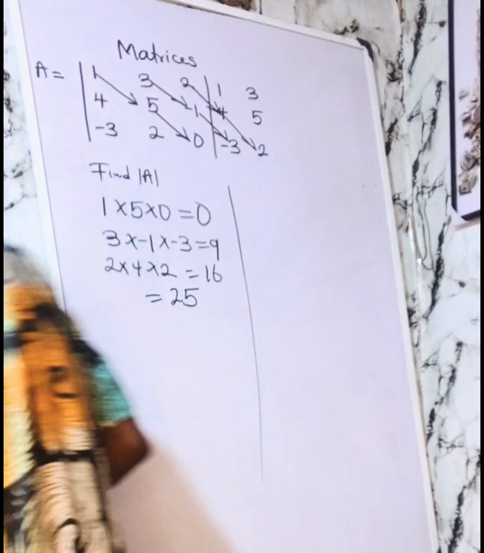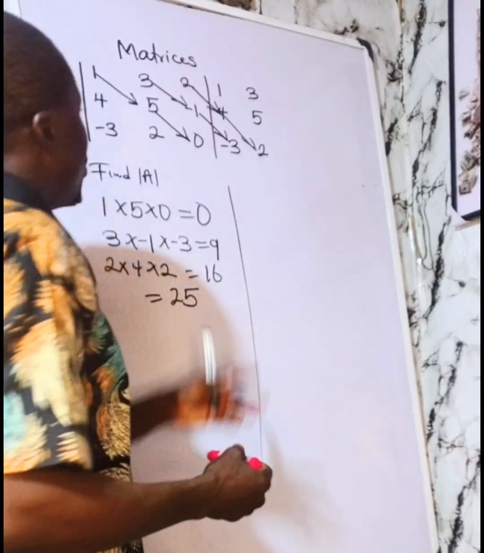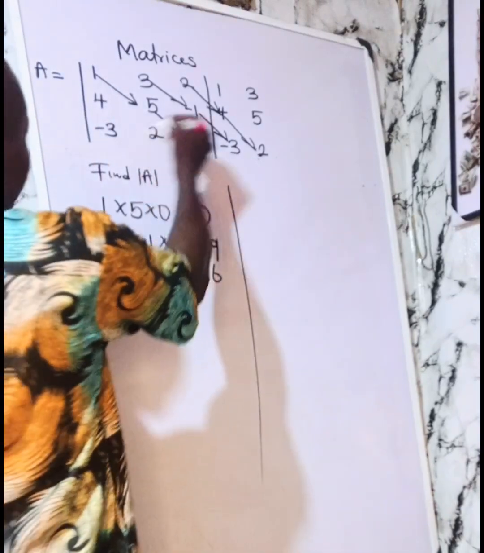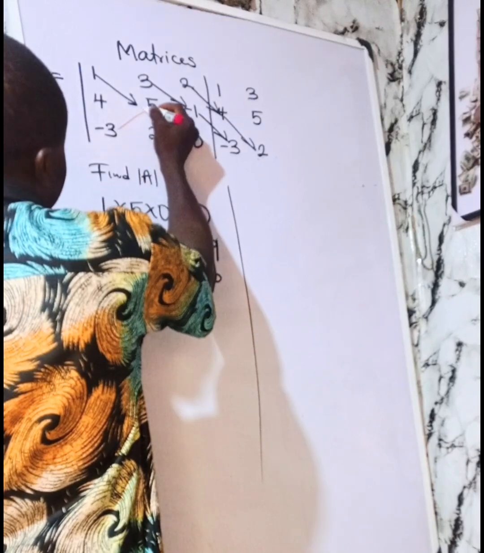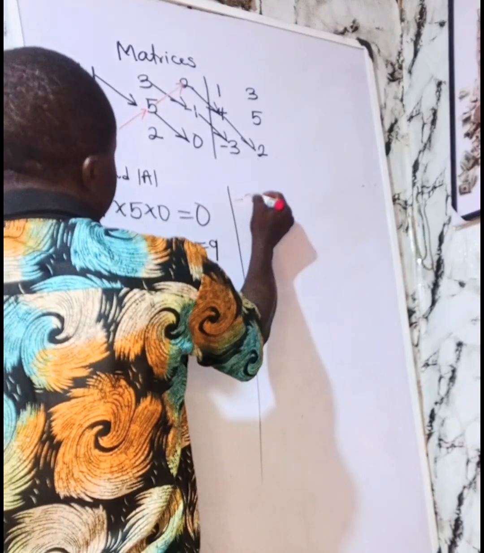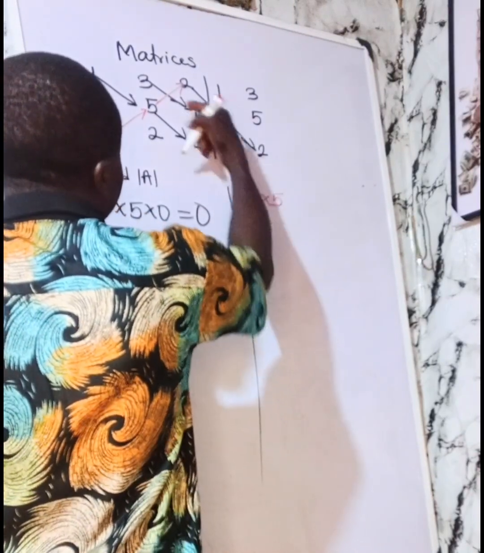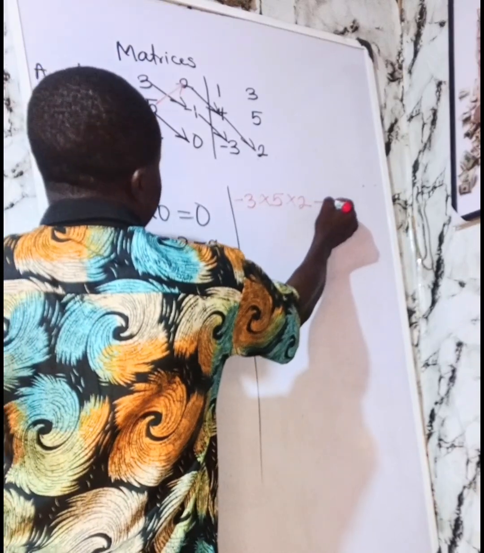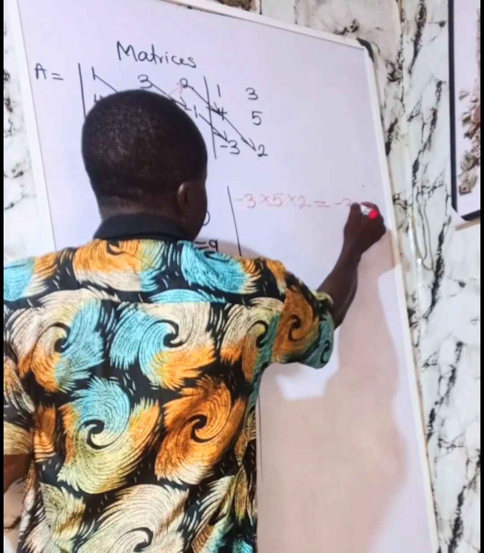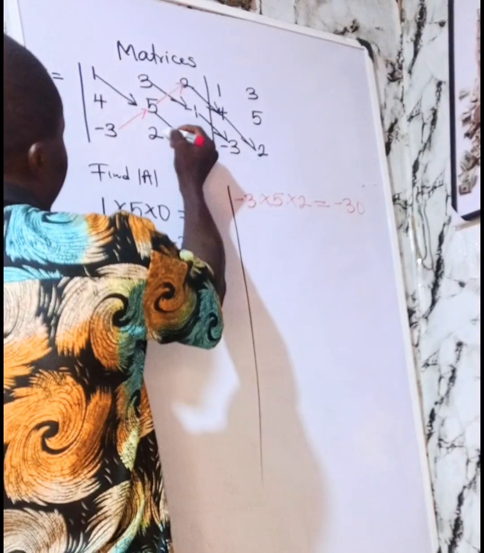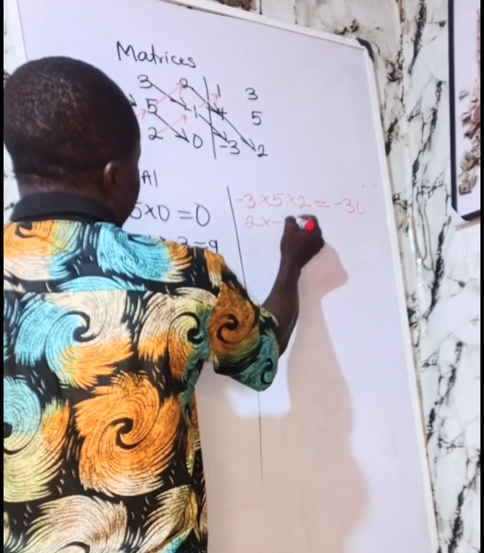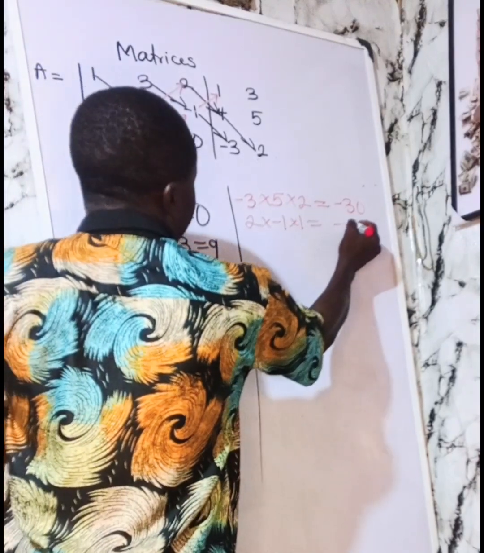Now let's use a different colored ink to represent the other diagonals to avoid confusion. At this juncture, I'm going to use this red marker to illustrate this diagonal. I'll write it this side. It will be minus 3 multiplied by 5, then multiplied by 2. Minus 3 times 5 is minus 15, times 2, minus 30. Then we multiply this one to this, then to that. It will be 2 multiplied by minus 1 multiplied by 1, which is equal to minus 2.